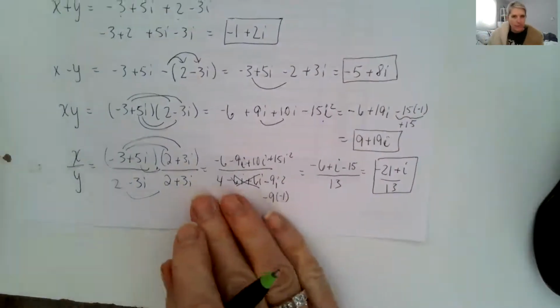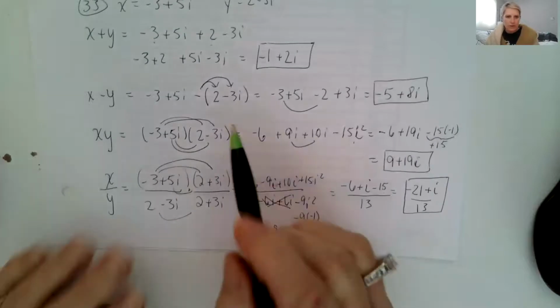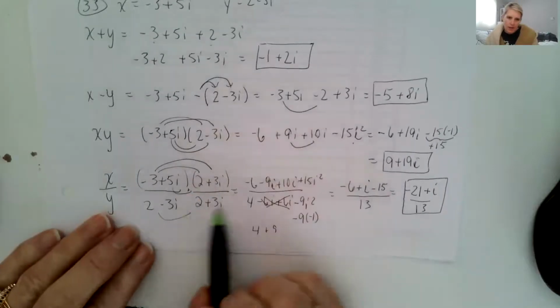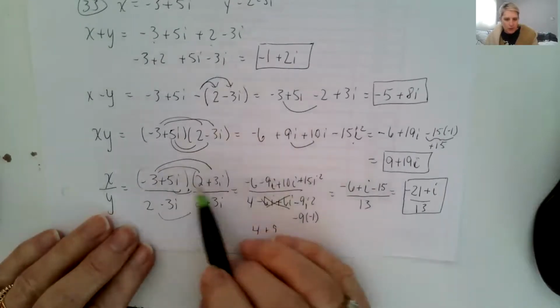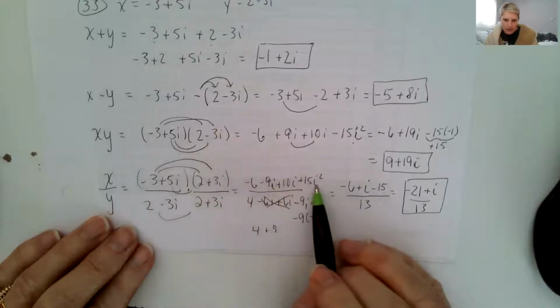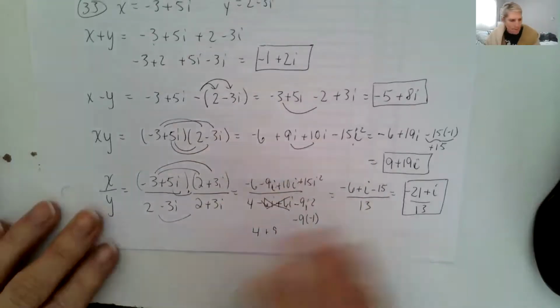Wow. Make sure you're distributing your negative through, and make sure when you use your FOIL, the i squared turns into a -1.